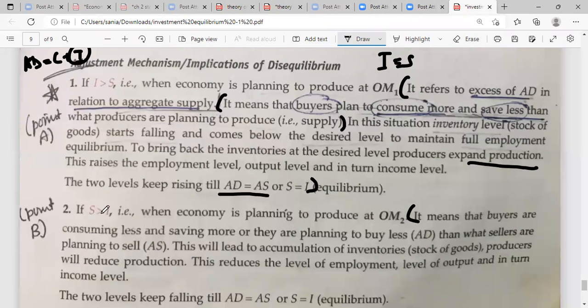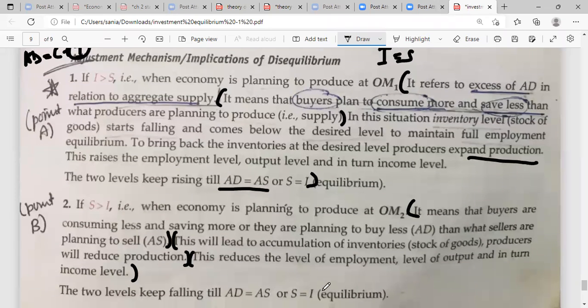Now, S is greater than I, so that means savings are greater. So buyers are consuming less and saving more than they are planning to buy, less than what the sellers are planning to sell. So because of this, what will happen? This will lead to accumulation of inventory, stock of goods. Producer will reduce production. This will reduce the level of employment, level of output, and in turn the income. And this two level keeps on falling till AD become equals to AS or AS become equals to I. Clear?